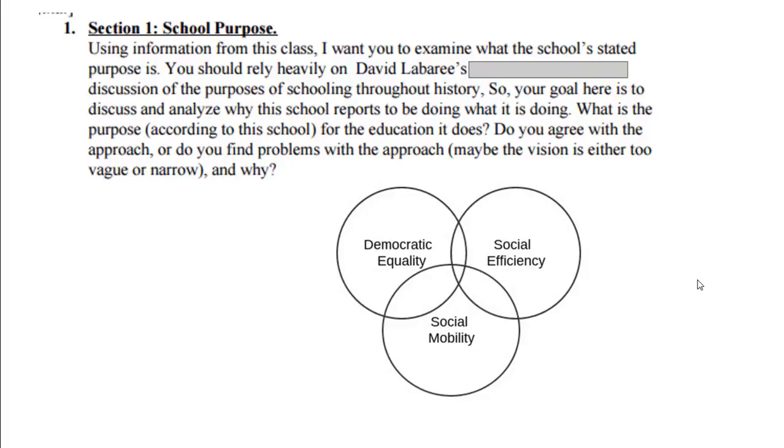Using information from this class, I want you to examine what the school's stated purpose is. So you should really rely heavily on David Labaree's discussion of the purpose of schooling throughout history. So we're going to look at school mission statements to see if we can identify hints of democratic equality, social efficiency, and social mobility. Because if Labaree is correct, most schools try to do all 3 of these, or at least more than one of them.